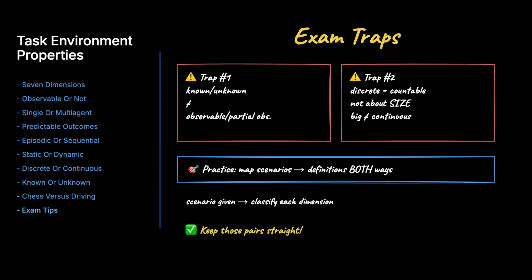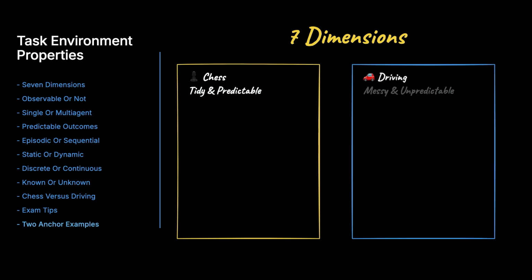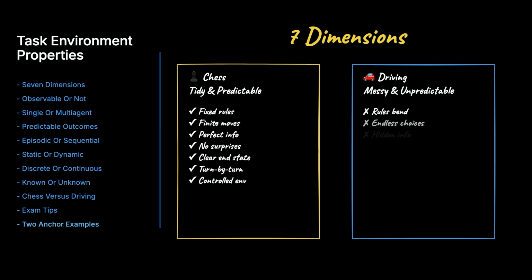Keep those pairs straight. How can we make 7 dimensions stick? Lean on the chess versus driving contrast, since those 2 sit at opposite ends of almost every axis. Chess is the tidy, predictable world, and driving is the messy, unpredictable one. If you can explain why they differ on each dimension, you genuinely understand all 7 properties.